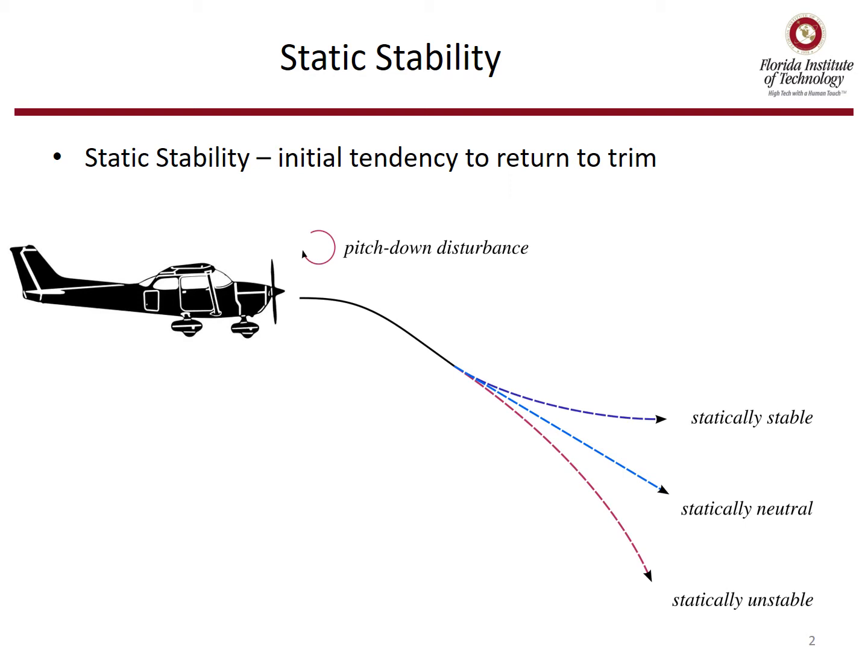We can see that the purple behavior shows the airplane trying to get back to level flight, so its initial tendency is to get back to trim. The light blue line shows that the airplane after the disturbance just wants to continue down that straight track, so that's statically neutral. And then we see the pink line that after the disturbance, the nose of the airplane wants to continue to go down further, which means it's statically unstable.